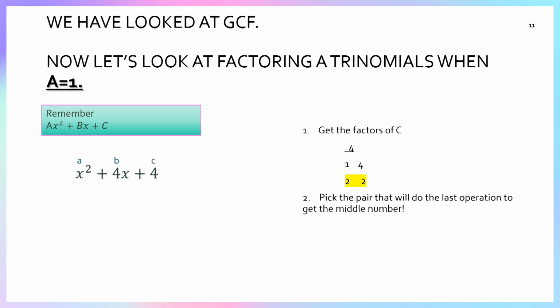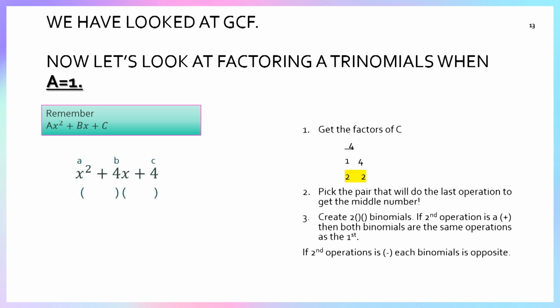Exactly right, my 2 and 2. I pick the pair that will do the last operation to get my middle number or my b, which is my 2 and 2. So what I'm going to do now is I'm going to start creating my binomials. All right, so I know that I am going to use my 2 and I'm going to use my 2. This second operation tells me that both of my binomials are going to have the same as the first operation. Now you're probably saying, Miss Killen, what's going to go next?